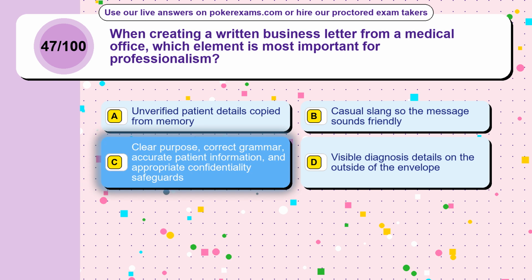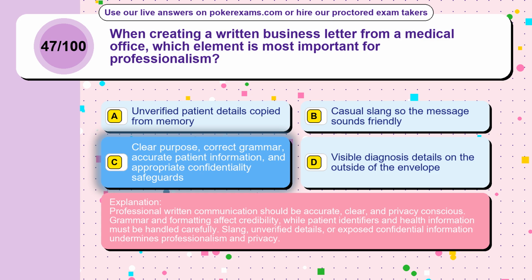The correct answer is option C. Clear purpose, correct grammar, accurate patient information, and appropriate confidentiality safeguards. Professional written communication should be accurate, clear, and privacy conscious. Grammar and formatting affect credibility, while patient identifiers and health information must be handled carefully. Slang, unverified details, or exposed confidential information undermines professionalism and privacy.